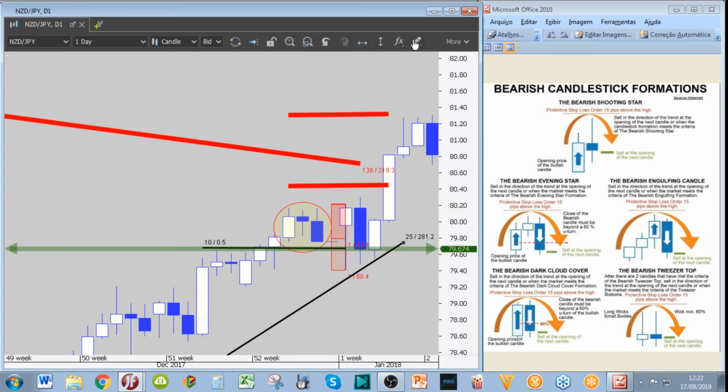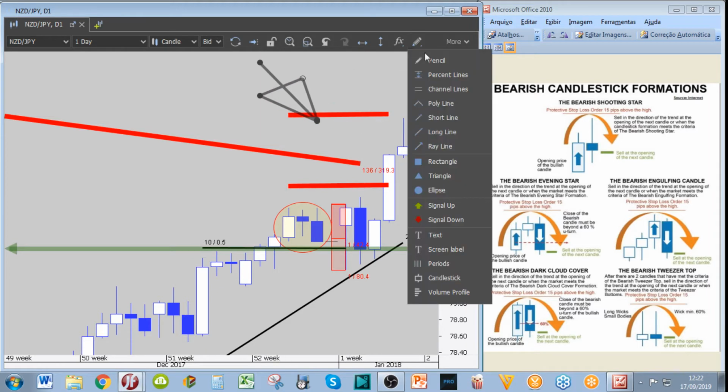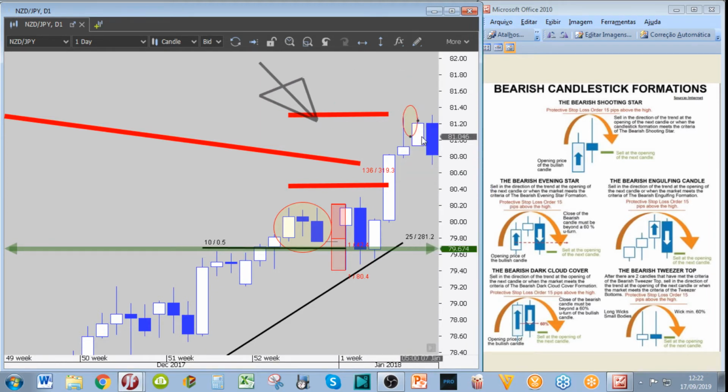Okay, another bearish candlestick formation appeared. What is this one? Is this the bearish engulfing candle? Or is this the bearish evening star? Most likely this is the bearish engulfing candle because it engulfed the first one, the second one, right? So are we going to sell this one, or are we going to wait for the counter trendline break? Okay, so yes, we are going to wait for the counter trendline break.